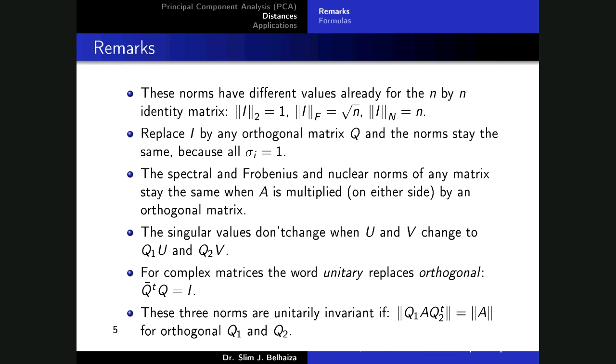The same thing happens when you multiply by any orthogonal matrix. What is an orthogonal matrix about? An orthogonal matrix is a matrix such that Q transpose times Q equals I. And we say that this matrix is orthogonal. What is particular to orthogonal matrices is that they keep the magnitude or the norm of the matrix intact. So for example, if you replace I by any orthogonal matrix Q, the norms stay the same because all the sigma i's are the same.